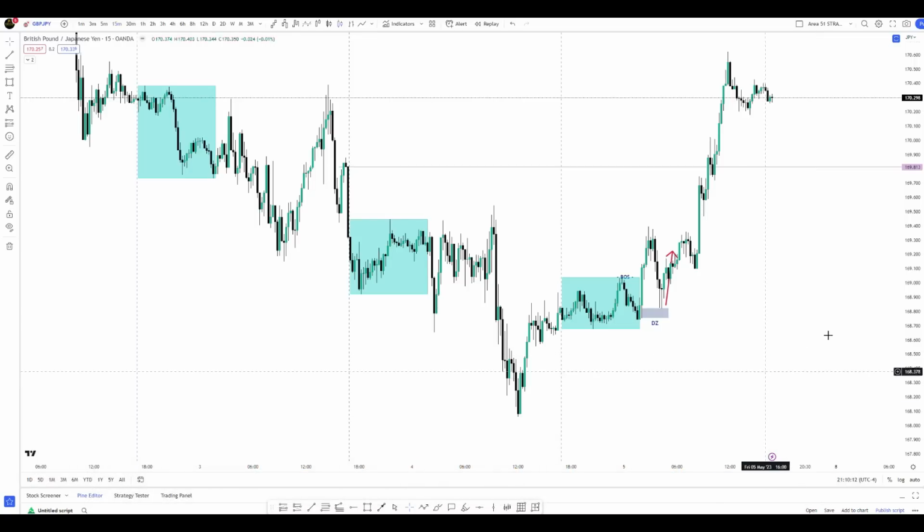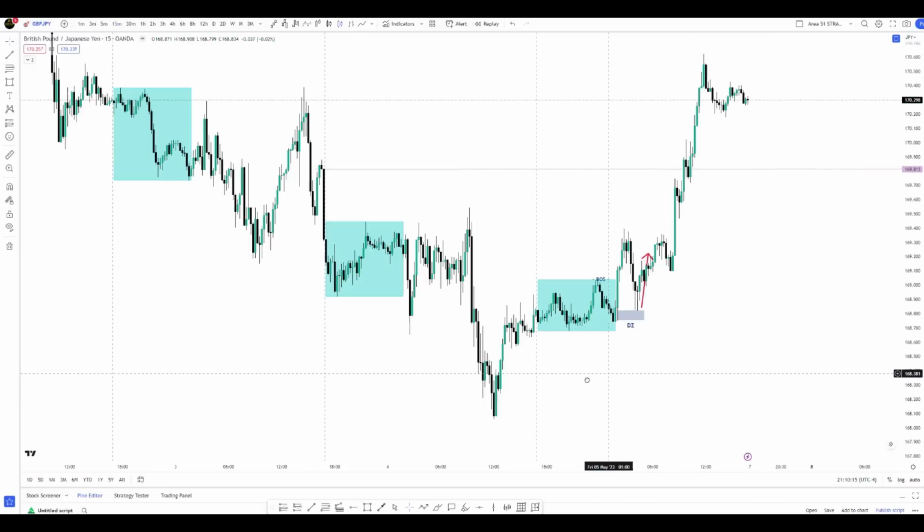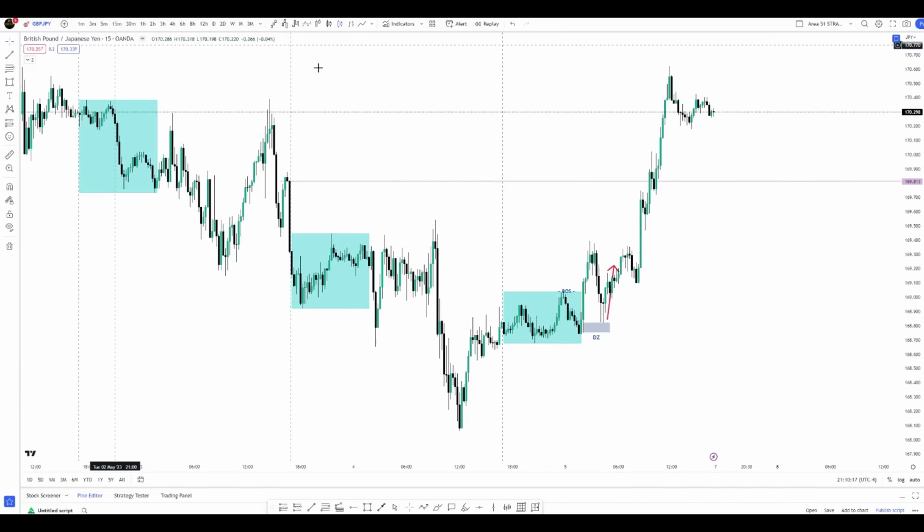So without wasting time, let me show you guys how I took this trade. All right, here we are. So this is the box that I'm using. A lot of you guys have been asking me about this. This is the Asian session box. You can draw it on your own, or you can use this box just to save a little bit of time.